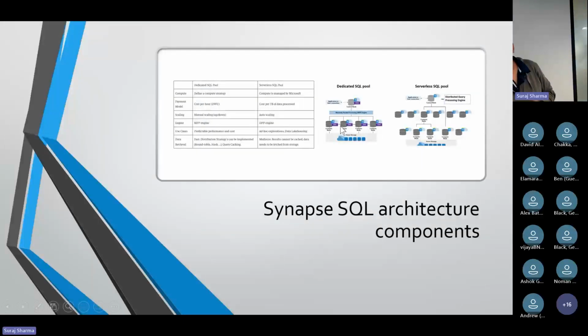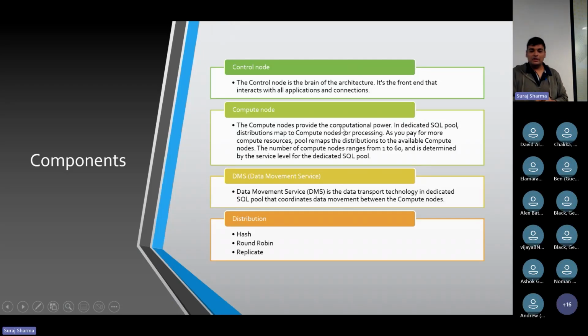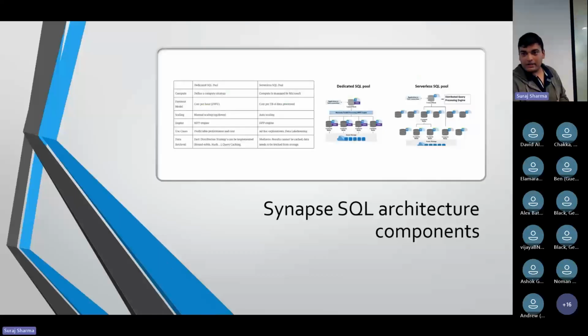From here it comes to this layer. And in this layer, what happens? The control node hosts the distributed queries, which are optimized for parallel processing. The compute nodes host all the data in the underlying storage. So the compute node stores all the user data in Azure storage and runs the parallel queries. And then DMS.